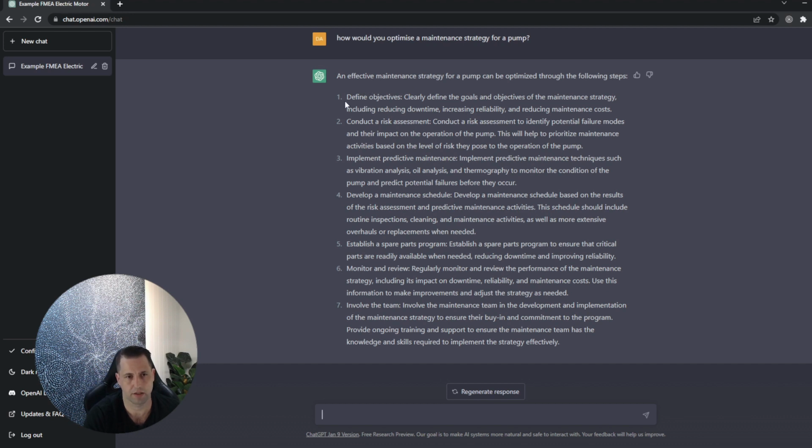It's saying you need to define your objectives, conduct your own risk assessment, implement predictive maintenance. I mean, I wouldn't go as far as to say do X, Y, and Z, unless it's cost beneficial for you to do so. But okay, at least consider predictive maintenance. Develop a maintenance schedule based off obviously the objectives and risk assessment and so on. Establish a spare parts program, monitor and review, involve the team.